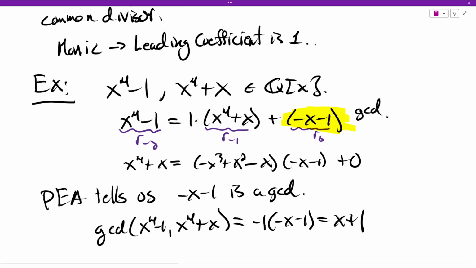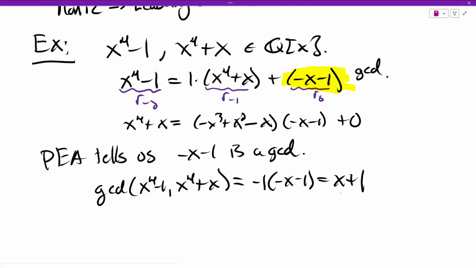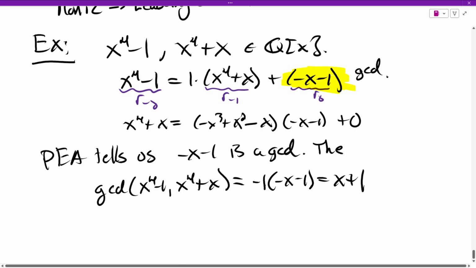It's monic, of course, because the leading coefficient is 1. You can always do this. You can always take your GCD and divide by the leading coefficient. In this case, it was the same as multiplying, but in general, dividing by the leading coefficient forces it to be 1. And so we will refer to the unique monic associate as the GCD. Okay, so the, with an emphasis on the one and only one, is that one.